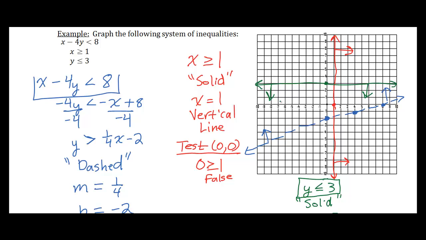Now I'll need to figure out where all of my regions meet. I have to be to the right of this red line, so I'm definitely not going to shade in any of these regions here. I have to be below the green line and above the blue line, so my shaded region is going to be this region here. And this concludes solving systems of linear inequalities.